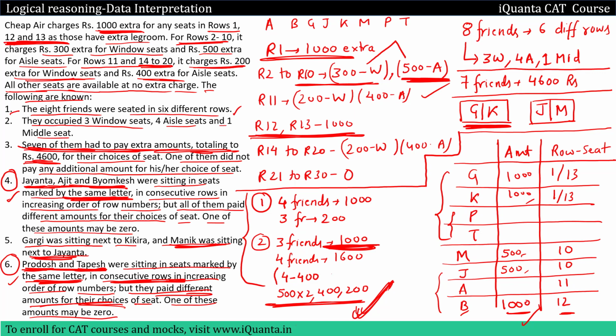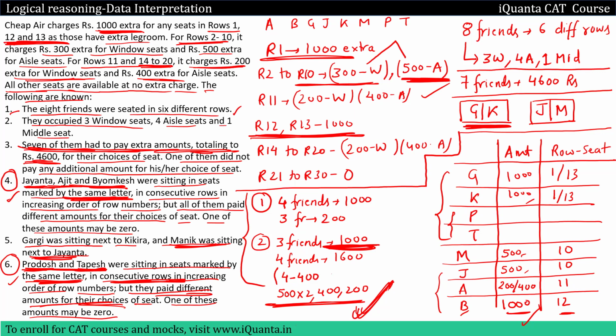So can it be A? No. Why? Because he's sitting in row number 11. So definitely he'll pay either 200 or 400. So A will not be paying 0. A will be paying 200 or 400. So definitely one out of P or T will pay 0.